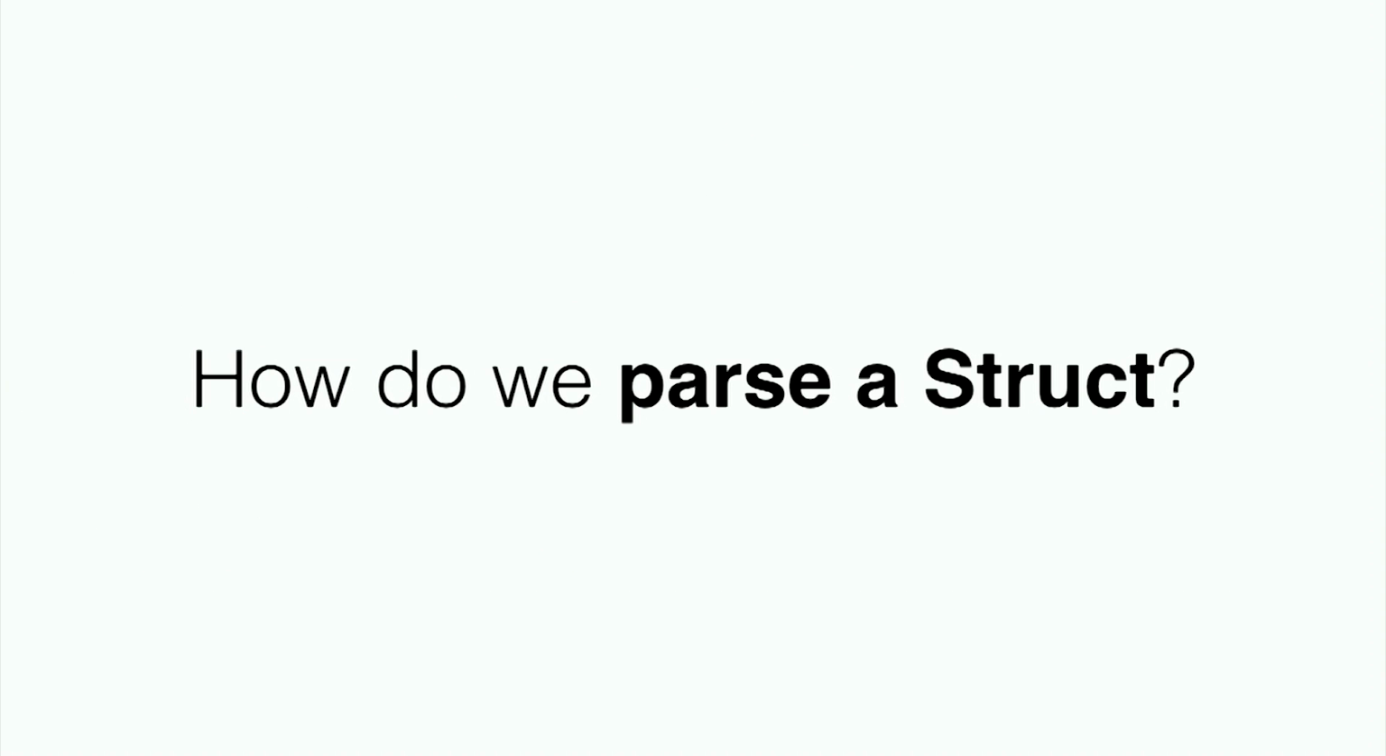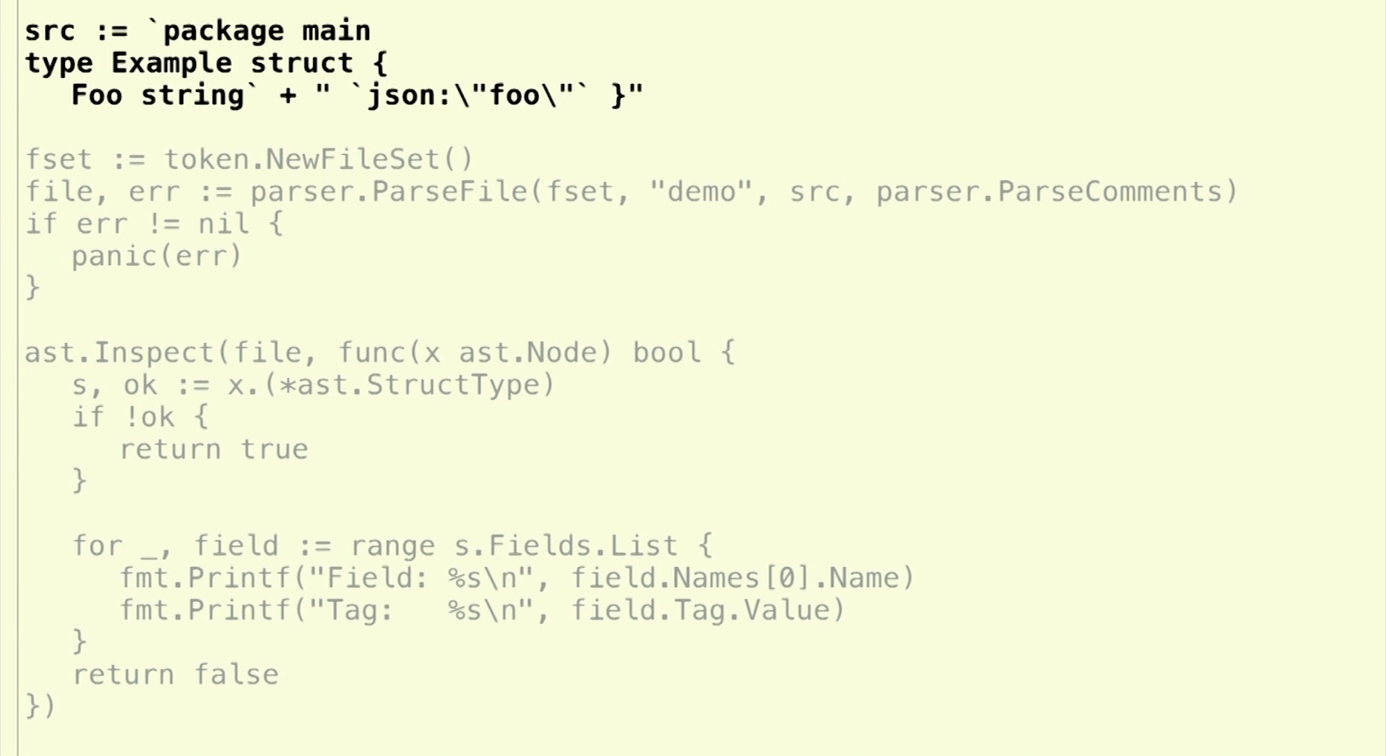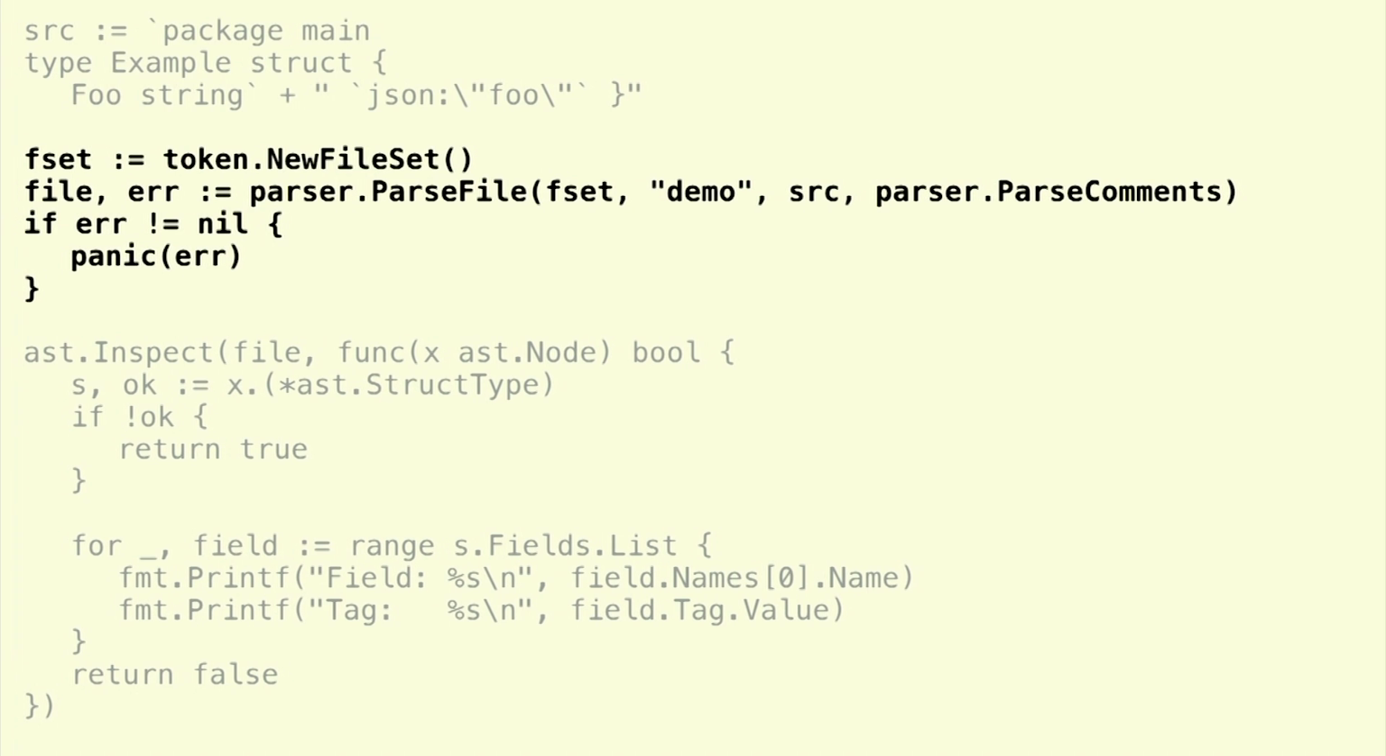So how does it look when we try to write it? First of all, here we have a really small example, again the same struct. I define it and assign it to the source variable. And then I use the parser package, which has multiple functions: it can parse directories, it can parse packages. This one just parses the file. And then it returns the tree itself, which is the file variable.